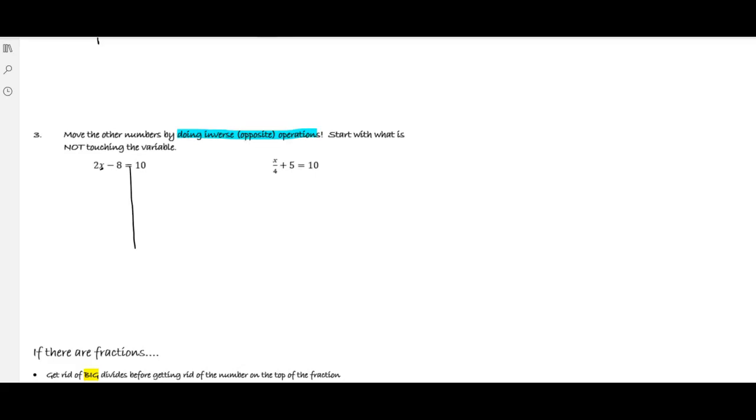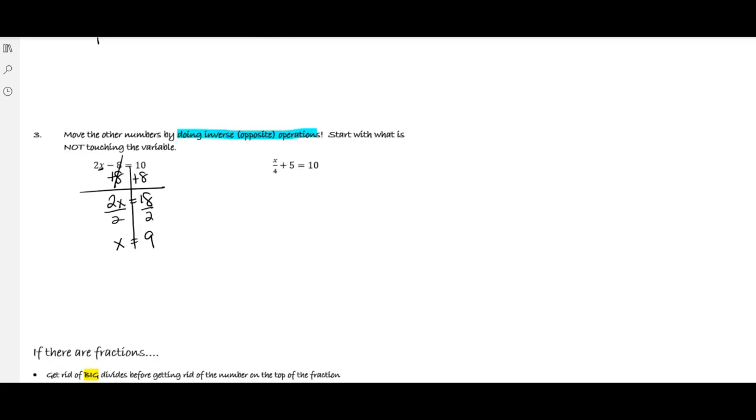So for this one, I've got to get x by itself. The number that's farther away is the 8. So to get rid of a minus 8, I'm going to add 8 to both sides. The 8's cross off. So I have 2x is equal to 18. And to get rid of a times 2, I'm going to divide by 2.